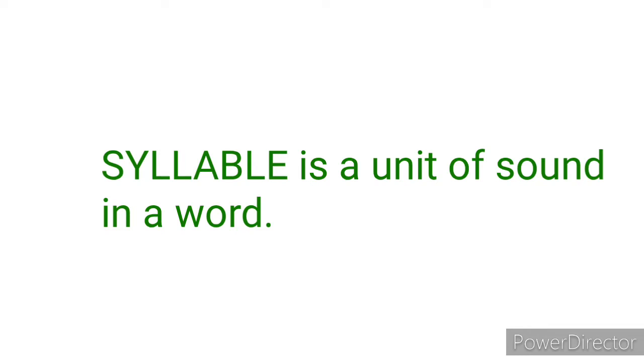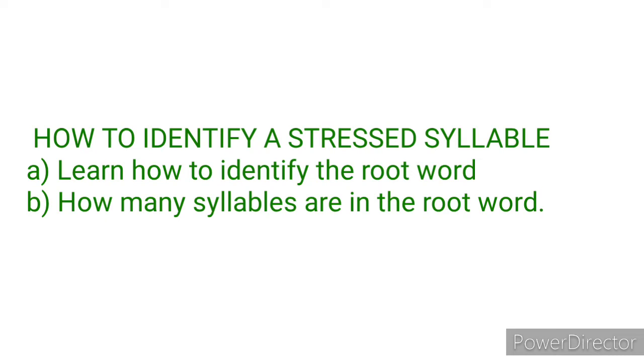Now, to understand how to identify the syllable with the primary stress in a word, the first thing you should do is to understand how to identify the root word of every word. Root word is that part of a word that forms the basis of other words by adding suffixes and prefixes to them. For example, the word understanding has its root word as understand. Comfortable has its root word as comfort. National has its root word as nation.